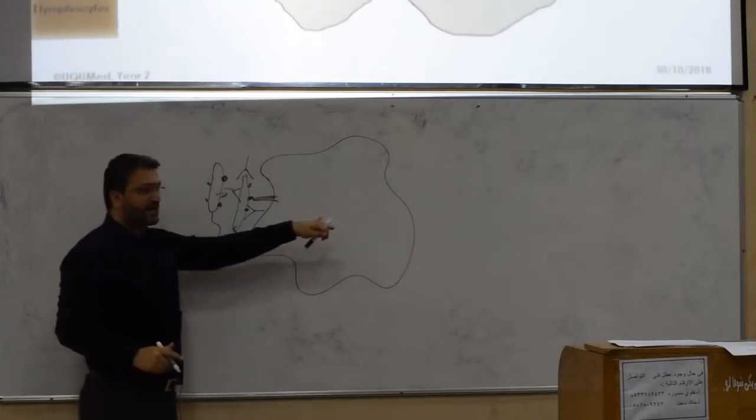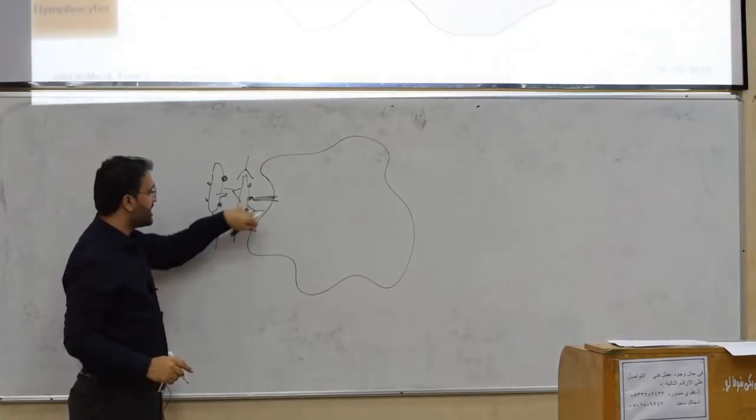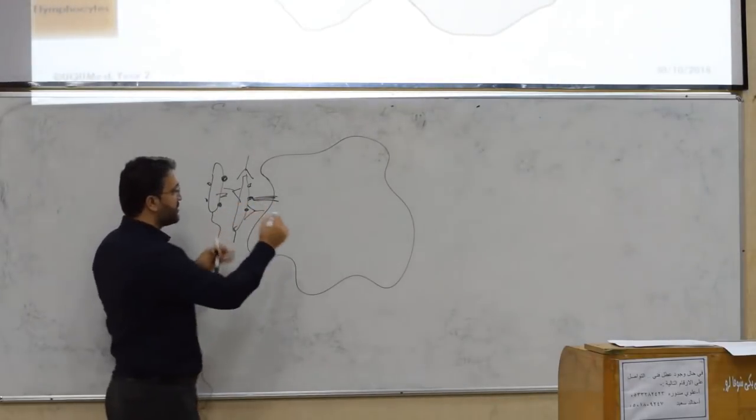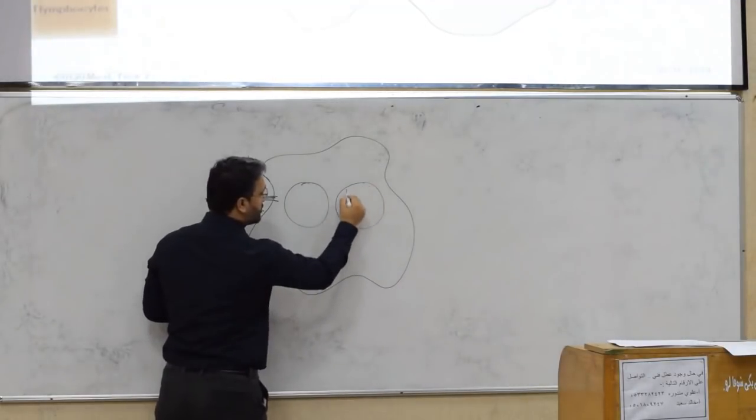So this is a big macrophage. It finds the opsonins here, antibody and complement protein. This will help in formation of a phagosome. There is a phagosome. Here is a lysosome.